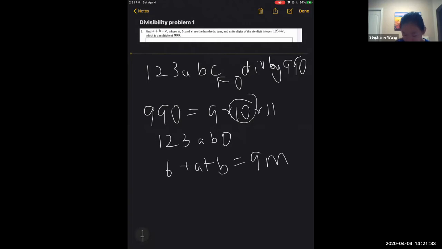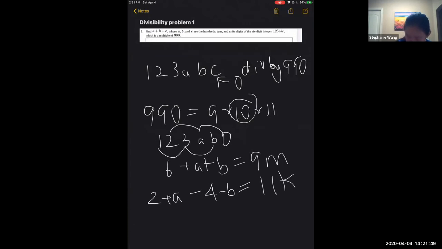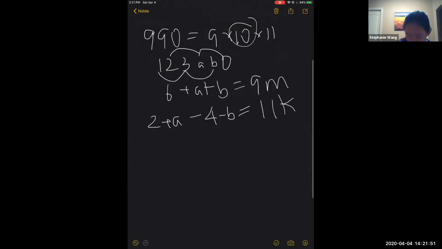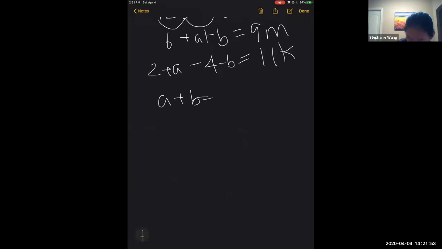And then if we look at the divisibility for 11, we know that 0 plus A plus 2, so 2 plus A, minus 1 plus 3 plus B, so minus 4 minus B, is going to be equal to some multiple of 11, so 11k. And now if we simplify this, we get A plus B equals 9m minus 6, and then A minus B equals 11k plus 2.